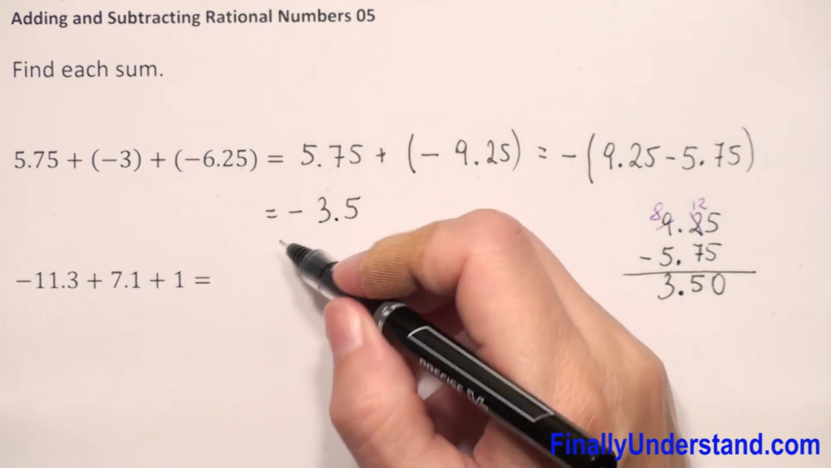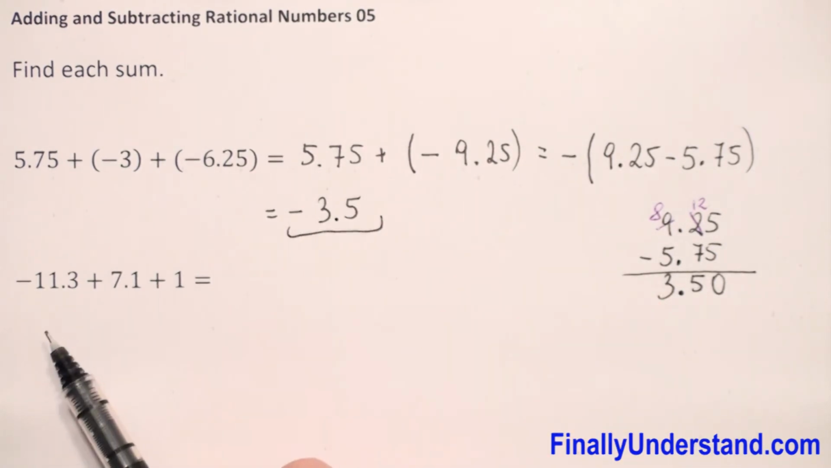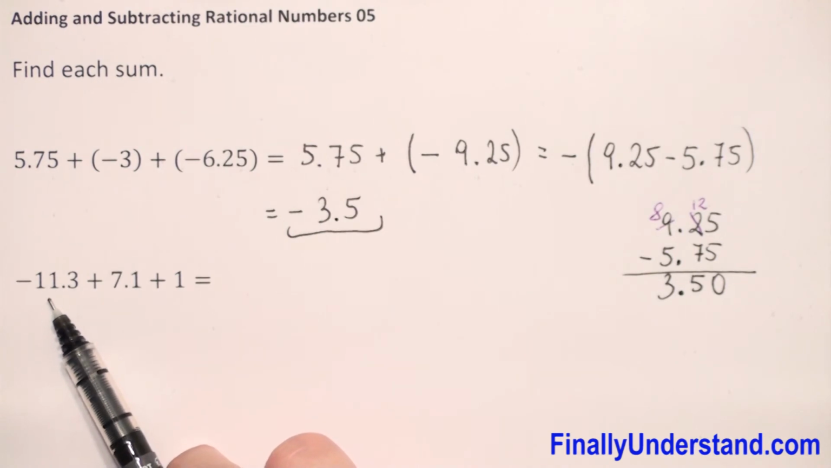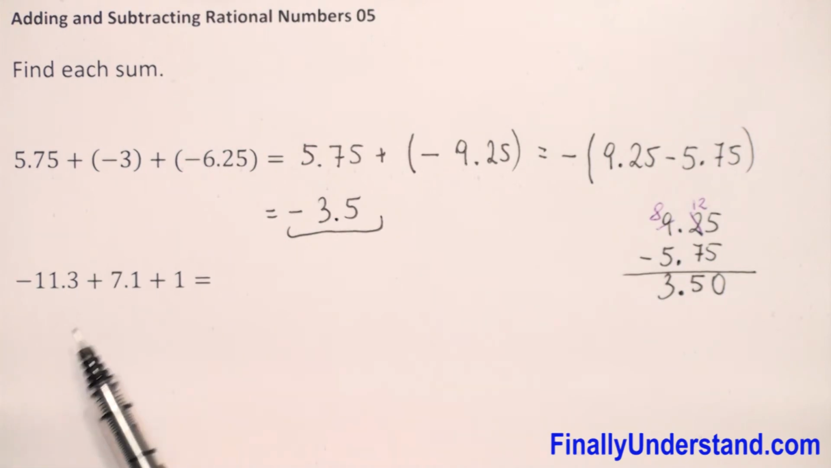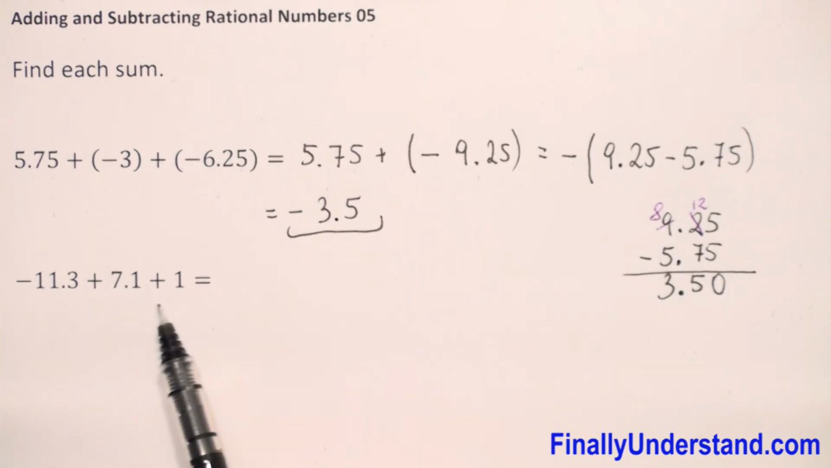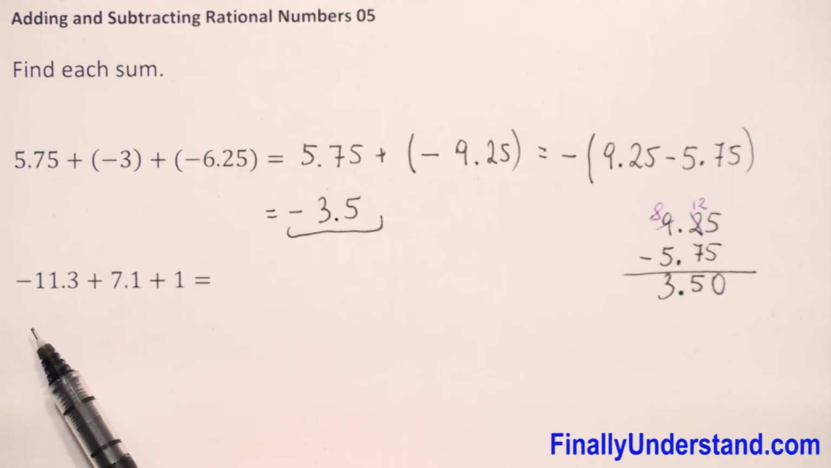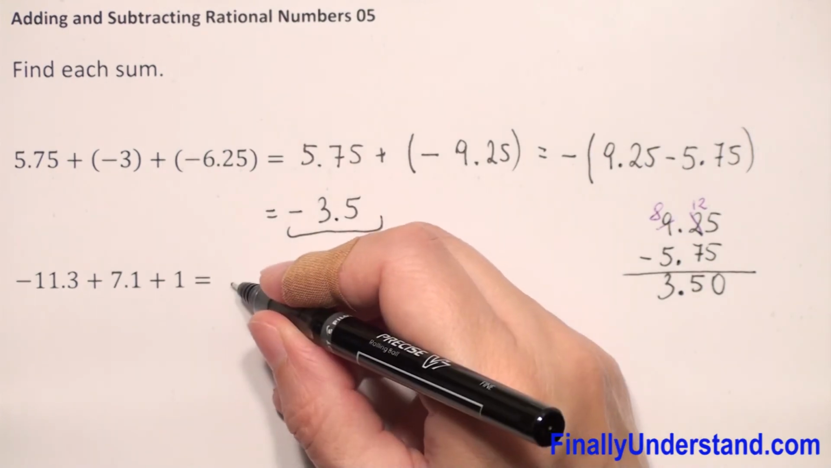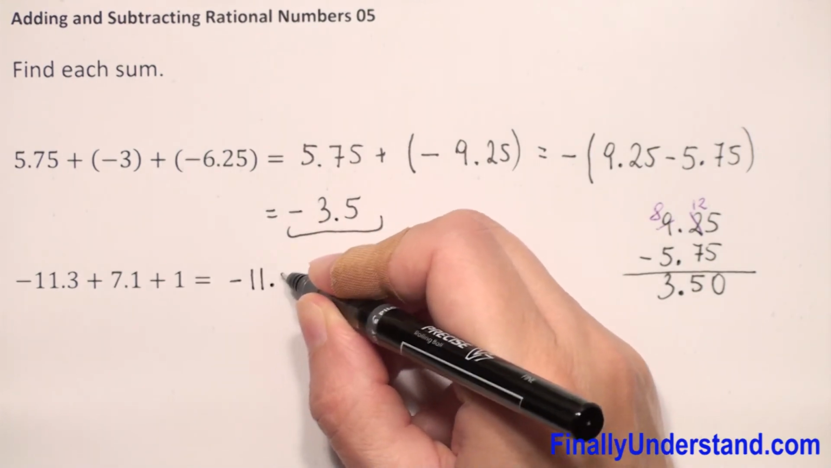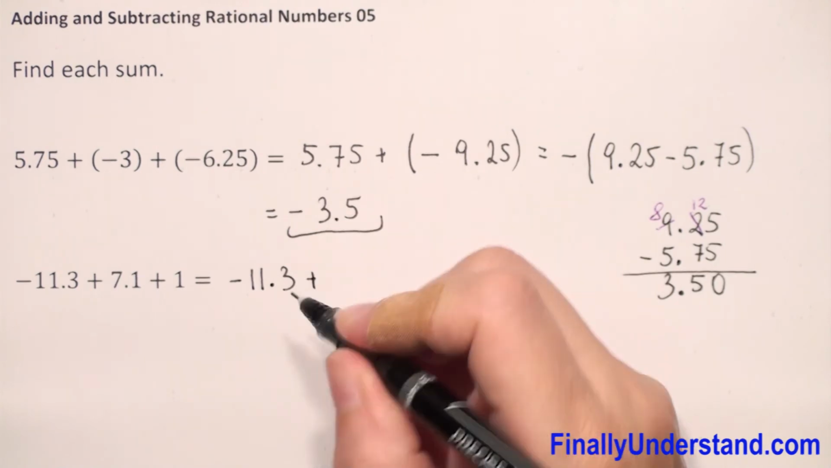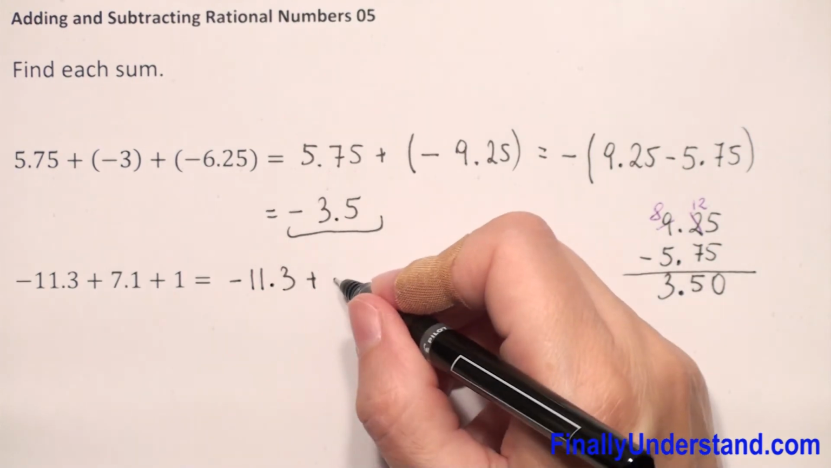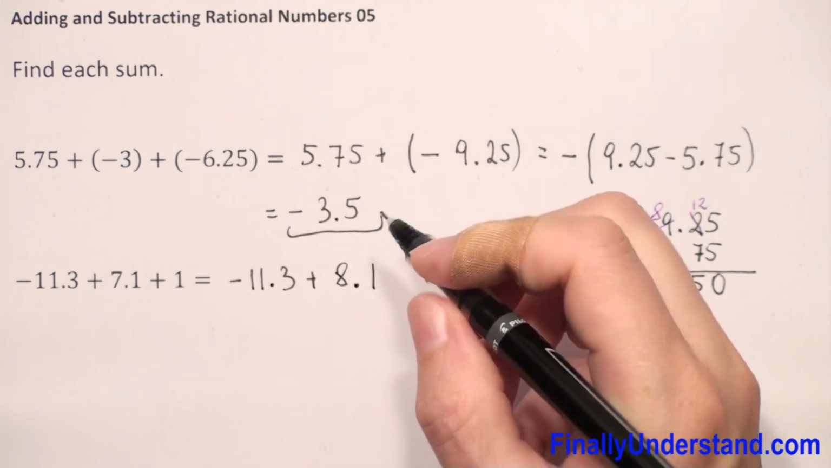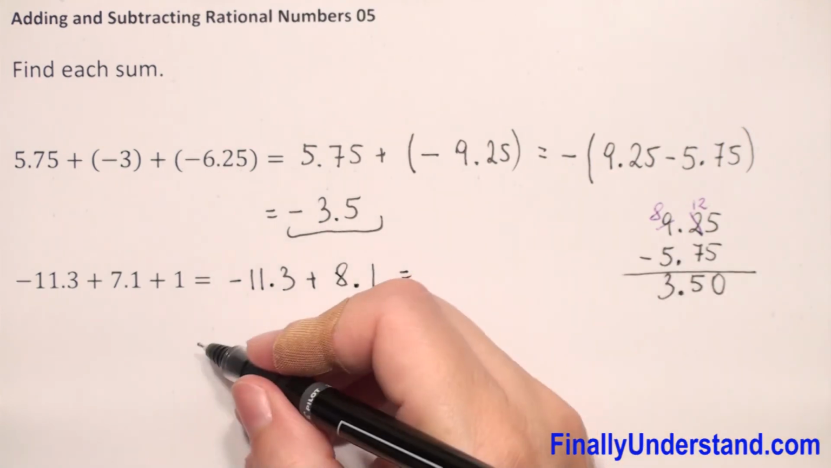And next example, we have addition. The first number is negative, and the second and third are positive. So first, I will add these two positive numbers, and next the negative. So I will copy the negative number, and we have 7.1 plus 1.3. So we add whole numbers. 7 plus 1 is 8. We have decimal point 1. We copy. So this is equal.